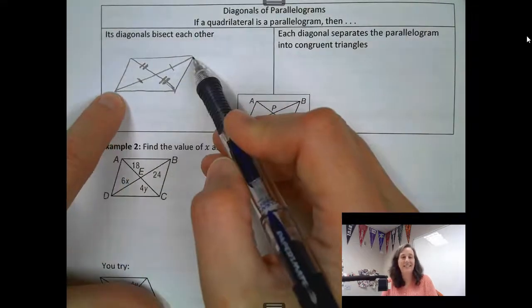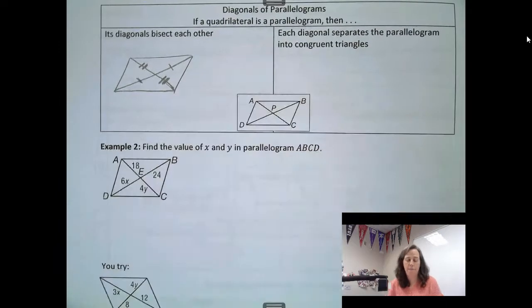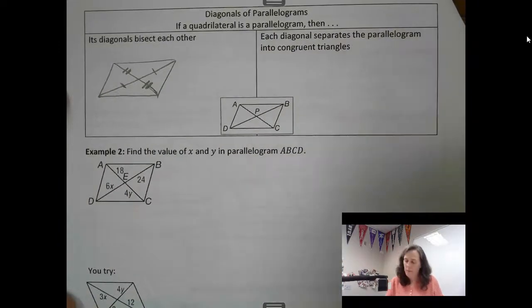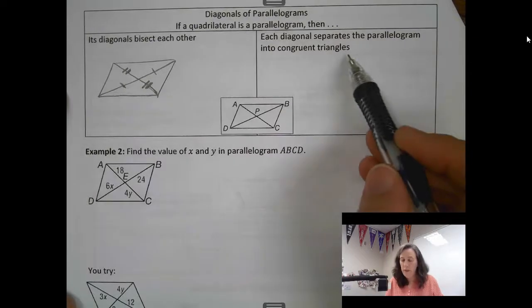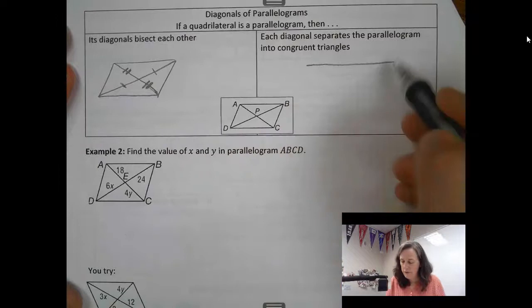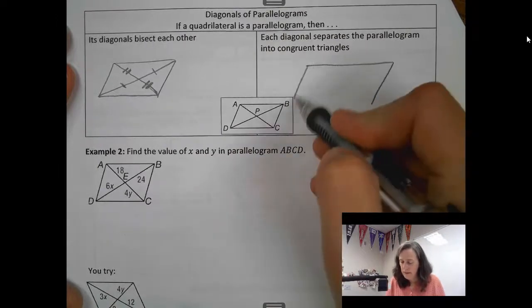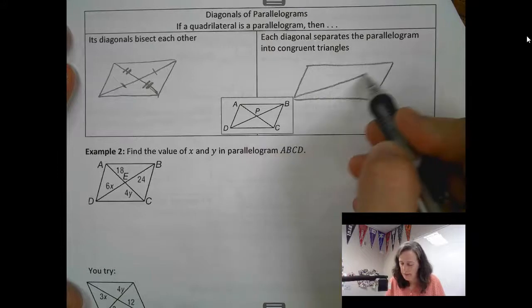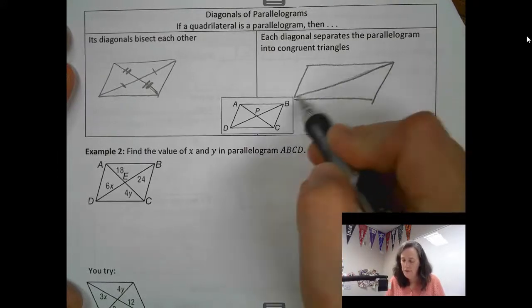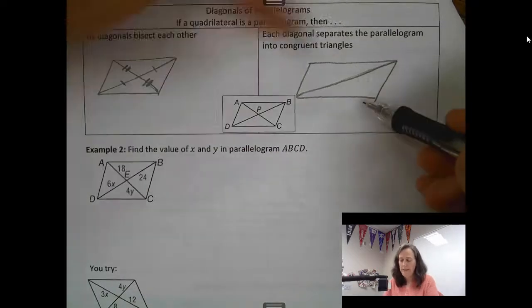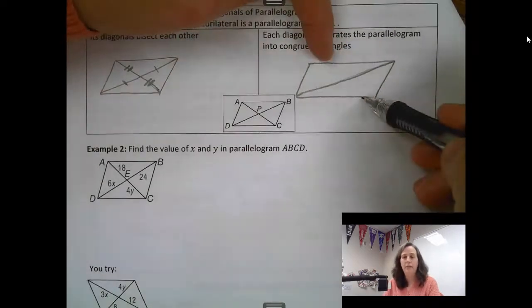So the diagonal gets cut exactly in half. Okay, the other one says, each diagonal separates the parallelogram into congruent triangles. That could be useful. If I have a parallelogram and I put a diagonal this way, then I've just created two congruent triangles. So we know, for instance, that these sides are the same.